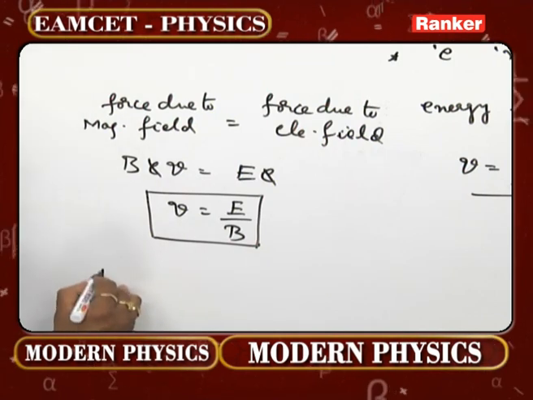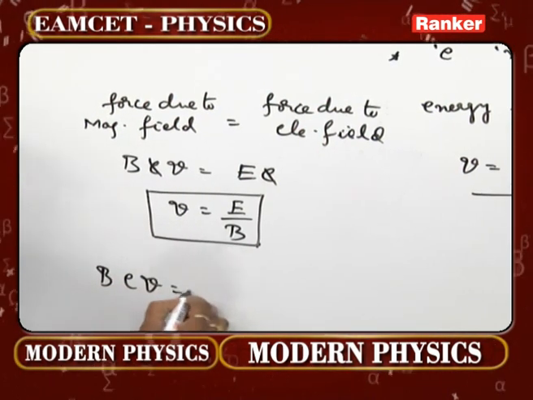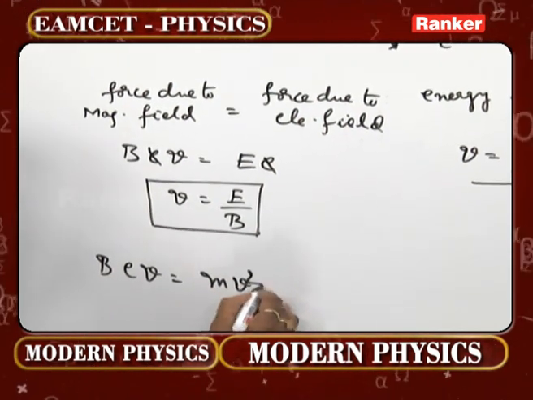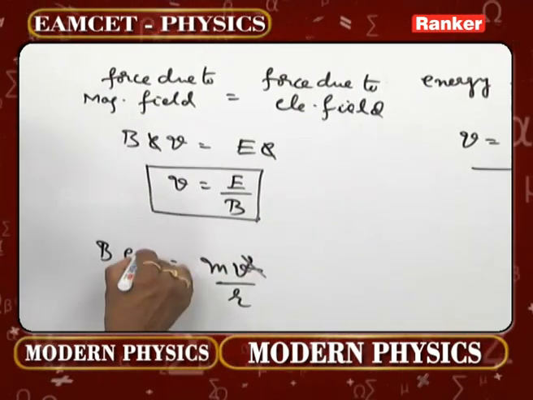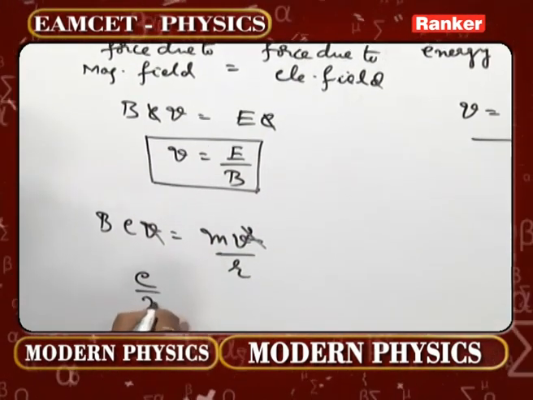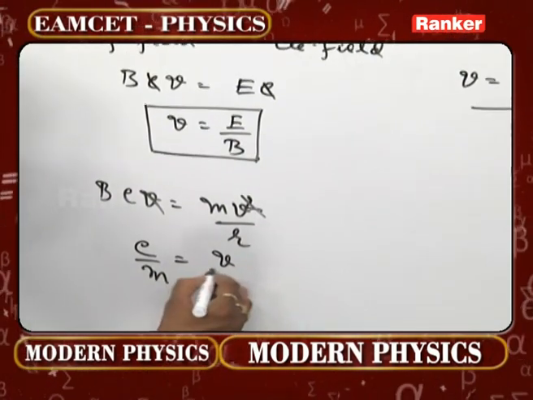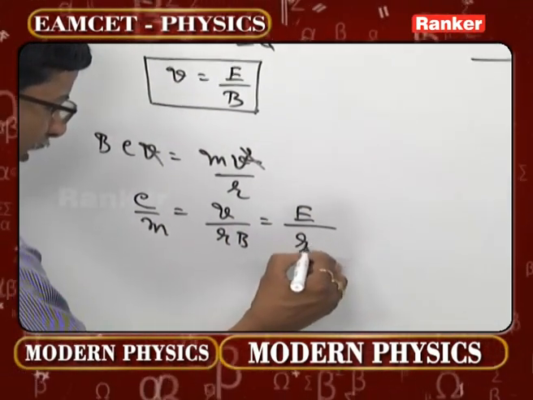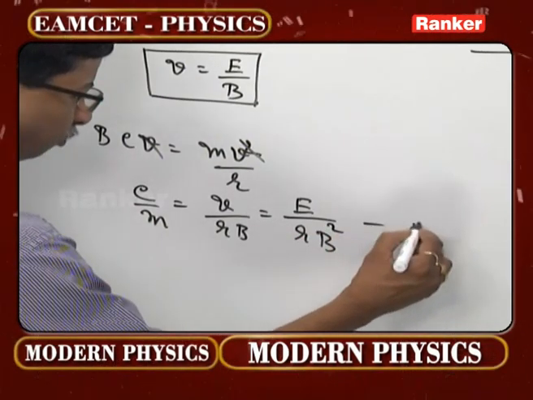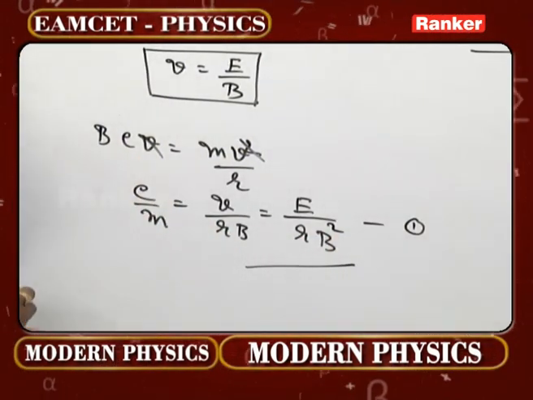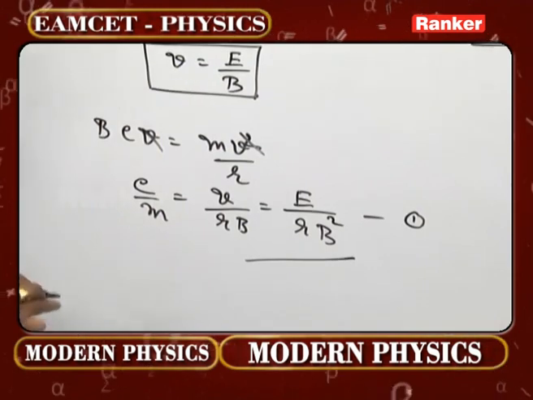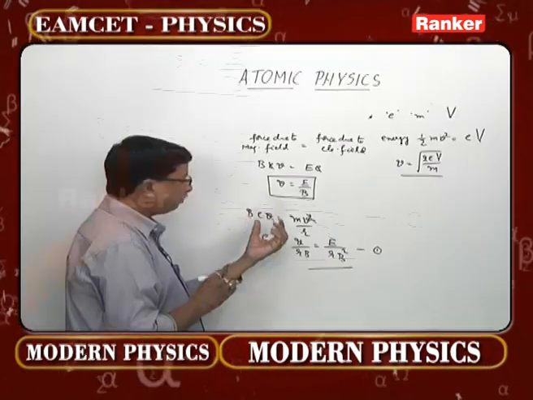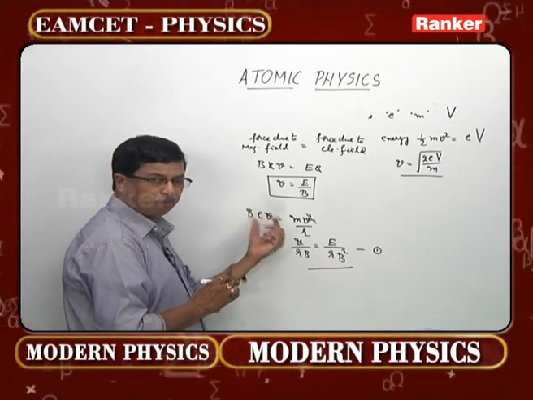And of course, centripetal force Bev is equal to centrifugal force mv square by r. v getting cancelled, e by m now will be v by rB. In other words, E by rB square. This is one formula by means of which e by m of an electron can be determined using the concept of magnetic field and its influence.